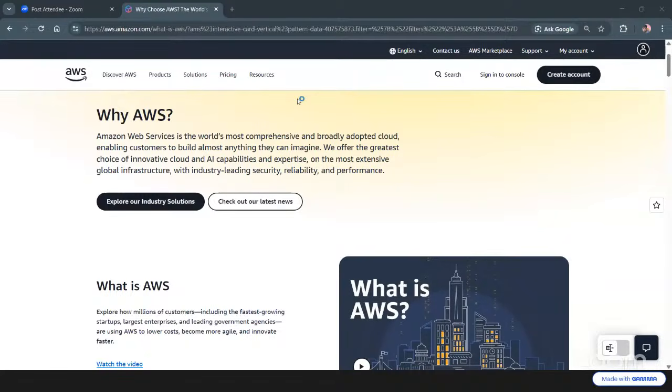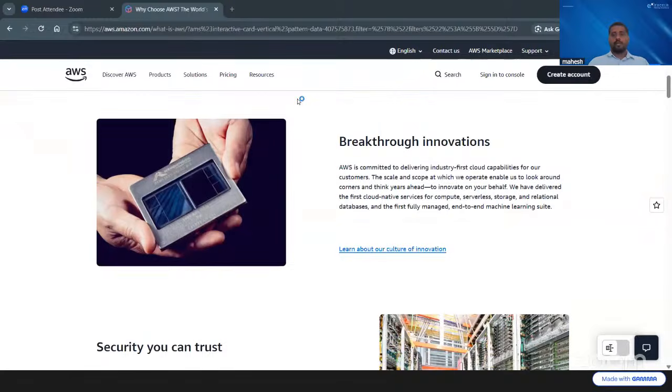Breakthrough innovations. AWS is always committed to providing industry-first cloud capabilities for our customers, because the customer is given the highest priority in the AWS cloud. Whatever solutions the customer is demanding, whatever challenges the customer is facing, those challenges will be solved through the cloud platform. Why are we moving to the cloud? To get the workload done easily and to minimize the physical effort put in by customers for managing these things.